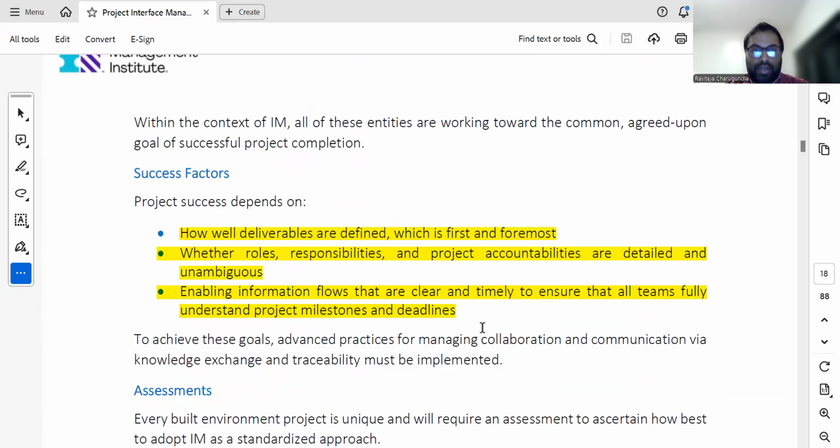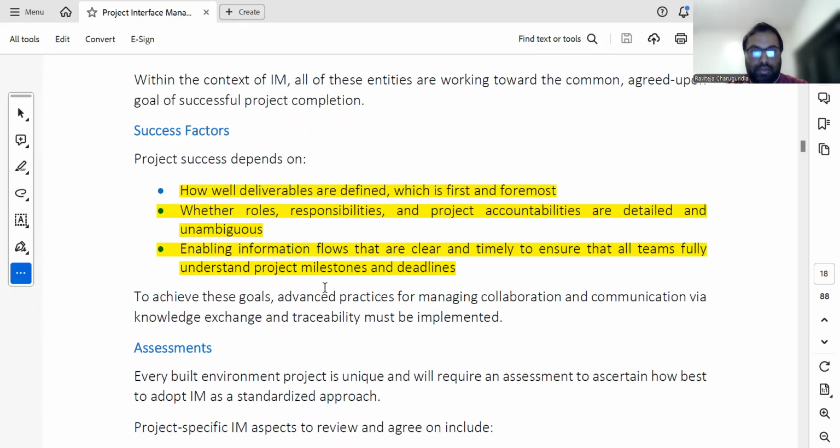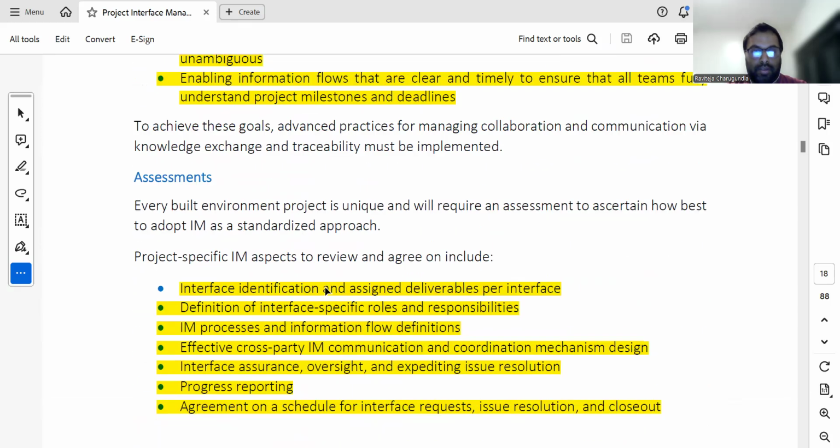By successfully implementing these interfaces, how well the deliverables are defined is first and foremost, and whether the roles, responsibilities, and project accountabilities are detailed and unambiguous, enabling information flows that are clear and timely to ensure that all teams fully understand project milestones and deadlines.